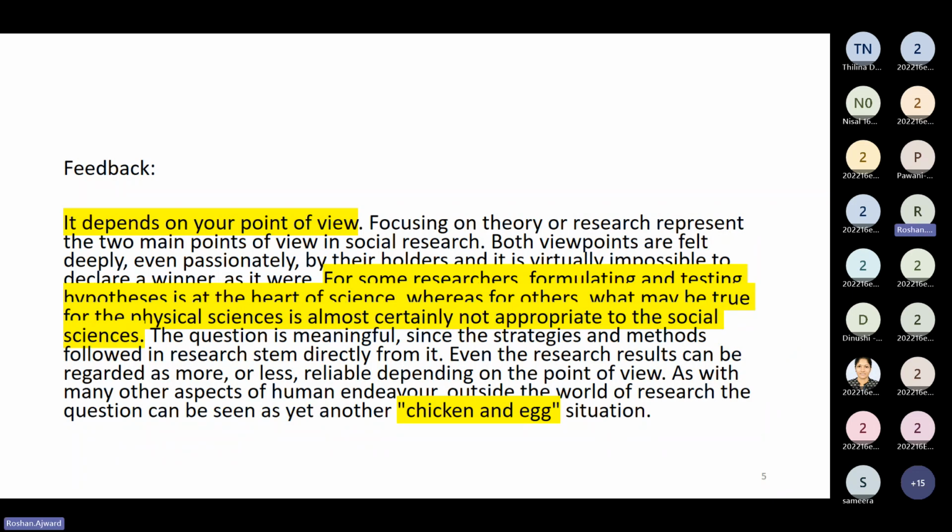The question is meaningful since the strategies and methods followed in the research stem directly from it. Even the research results can be regarded as more or less reliable depending on the point of view. So if you do it properly, then you can see what's coming in. As with many other aspects of human endeavors, human activities outside the world of research, the question can be seen as yet another chicken and egg situation. So therefore, yes, it depends on the point of view of the researchers.